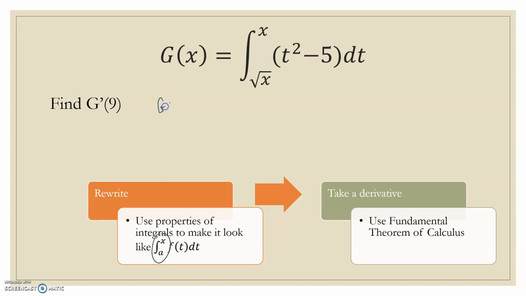But I'm going to rewrite G a little bit, and I'm going to use the adjacent interval property. Going from the square root of x to x would be the same thing as going from the square root of x to 0, and then going from 0 to x. These two intervals are adjacent to each other. They may have some overlap, but that overlap would be taken care of when we set up this interval. But we can go from the square root of x to 0, and then from 0 to x.